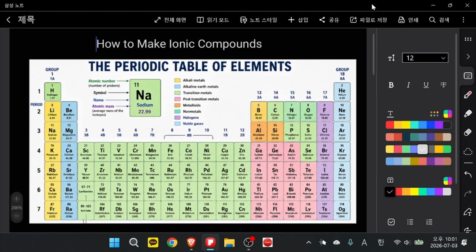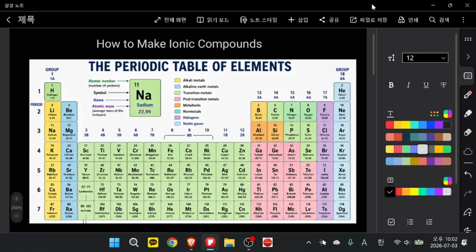Today I'm gonna show you a simple way to make ionic compounds. Once you understand one basic idea, making ionic compounds becomes much easier. First, let's look at the periodic table.